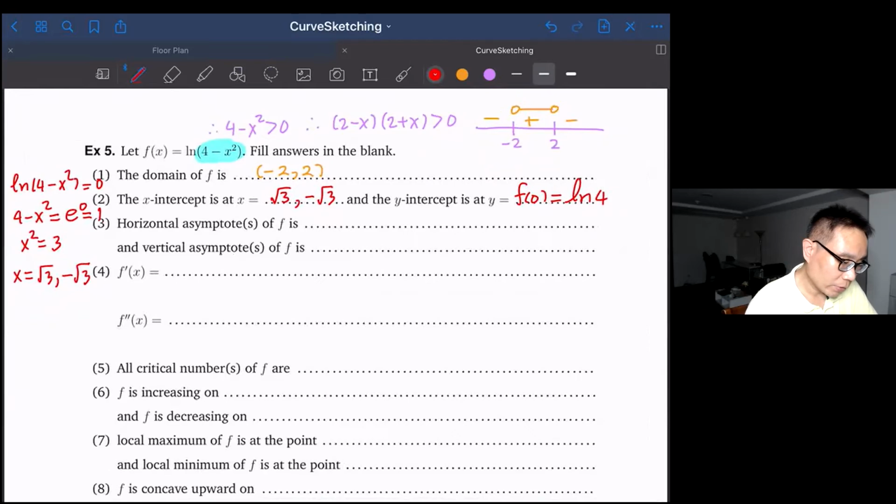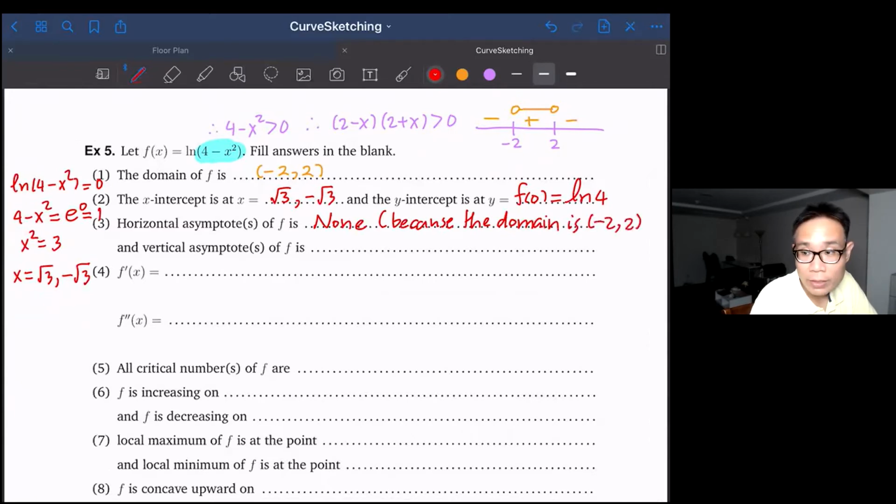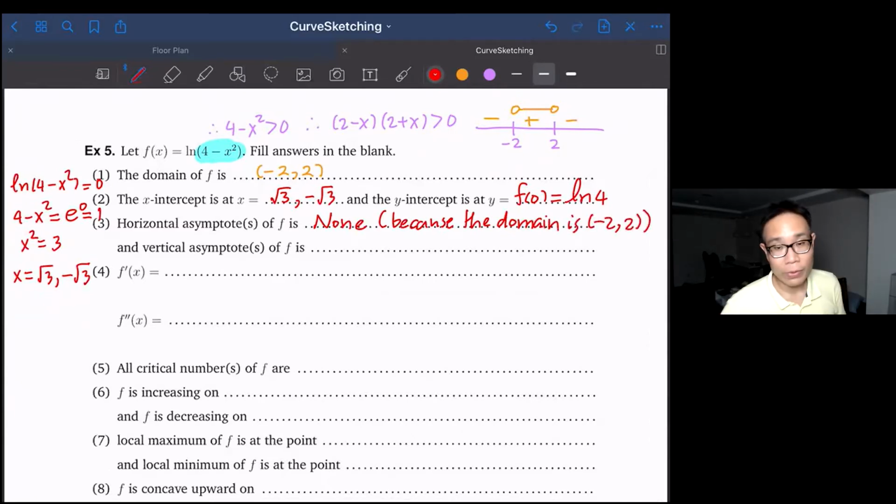And for the horizontal tangent line, this one will be none, because like I told you before, the domain is very small, just negative 2 to 2. So you are not able to go to infinity or negative infinity. It's not going to make sense. And for the vertical asymptote, you know that log 0 equals negative infinity.